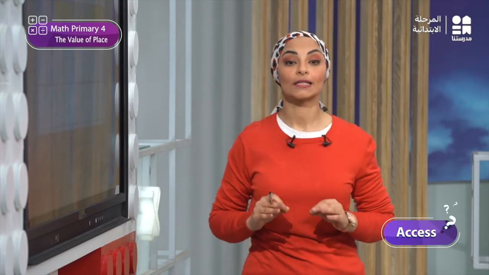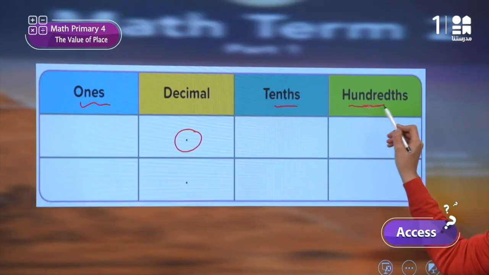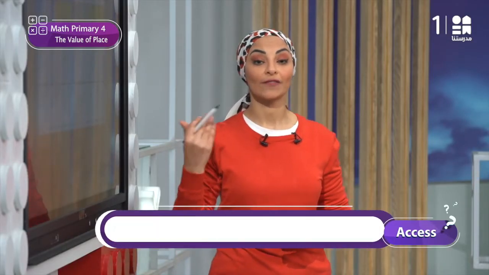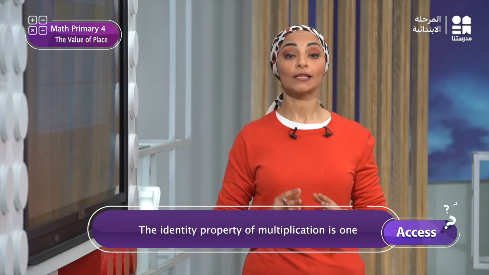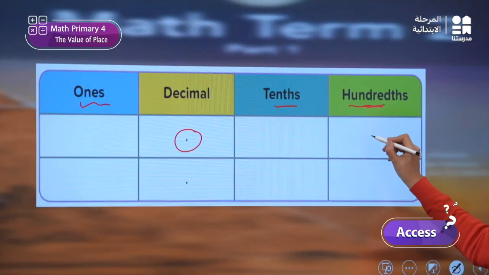Okay, the riddle tells us that the number in the hundredths place is what? It makes the identity property of multiplication. As we learned in the lessons before, the identity property of multiplication is what? 1. So I will write 1 in the 100th place.